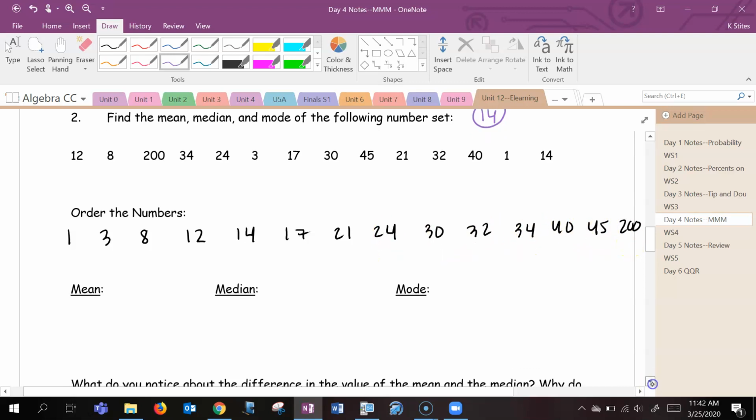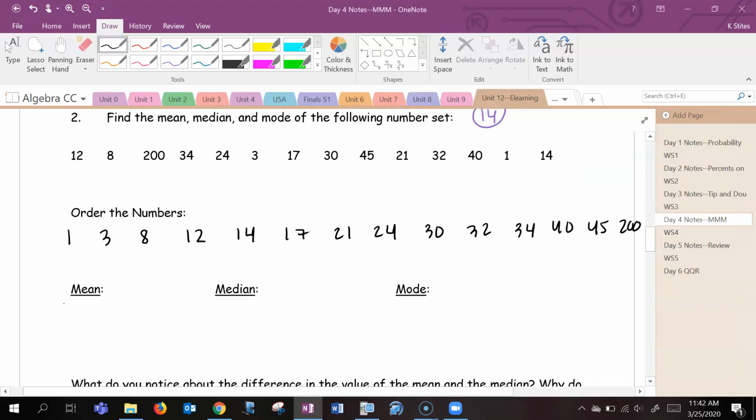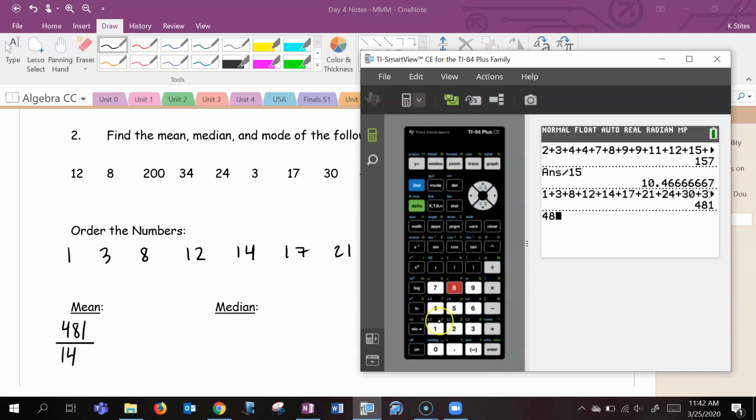All right, looks good. So mean, this is the annoying one. We have to add all these numbers up. Oh, and I'm just the nicest teacher ever. Look, I added them all up for you. There it is. And when we add them all up, we get 481. And then we always divide by how many numbers there are, which was another reason to go ahead and count these at the beginning. So we're dividing by 14. And when we divide, we'll round to the nearest hundredth. So we have a mean of about 34.36.